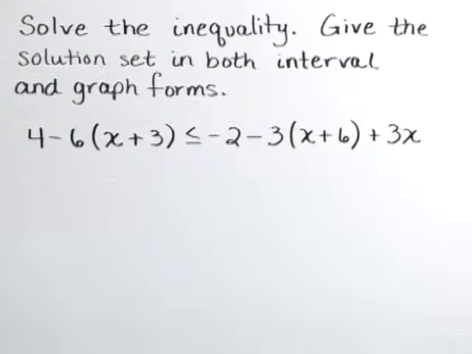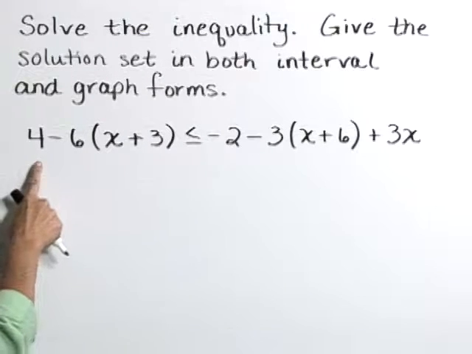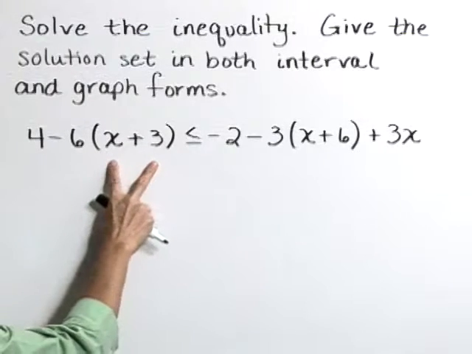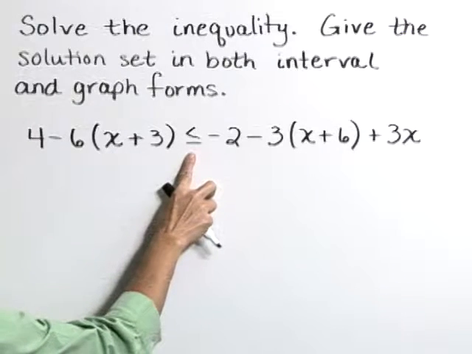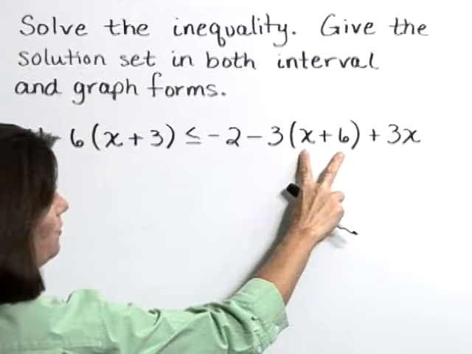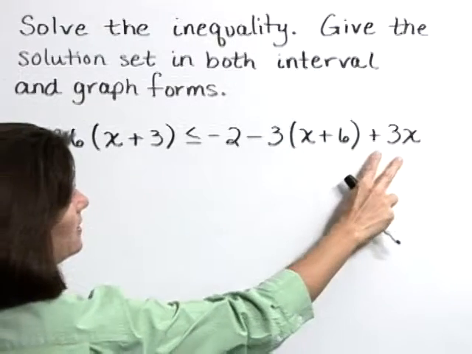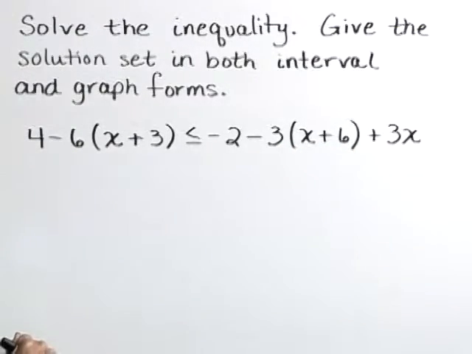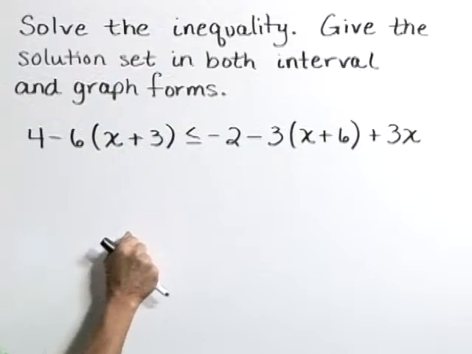Solve the inequality. Give the solution in both interval and graph forms. Here we have the inequality 4 minus 6 times the quantity x plus 3 is less than or equal to negative 2 minus 3 times, in parentheses, x plus 6 plus 3x. Let's begin by simplifying both sides.